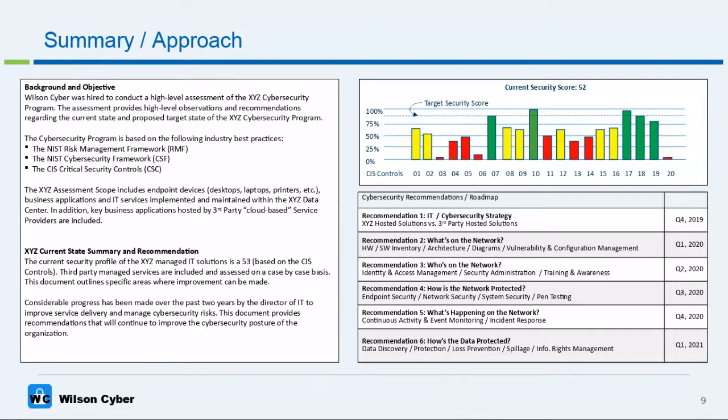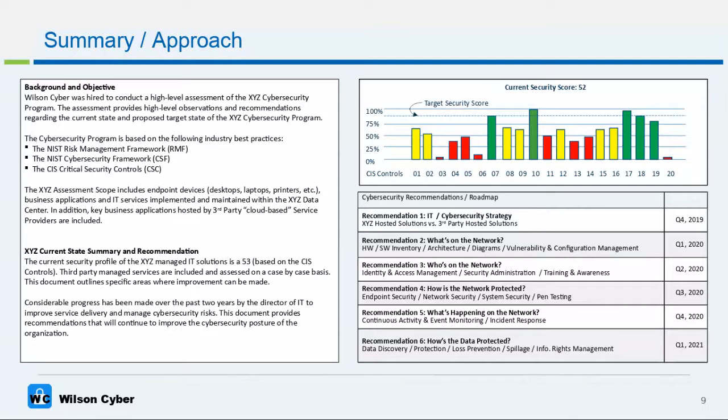Recommendation number 1 is the security strategy, or what's our approach to remediating the gap between the current score of 52 and the target score of 80. Recommendation number 2 will focus on, based on CDM, what's on the network. We'll look at the controls that map to hardware asset management, software asset management, continuous vulnerability management, and configuration management.